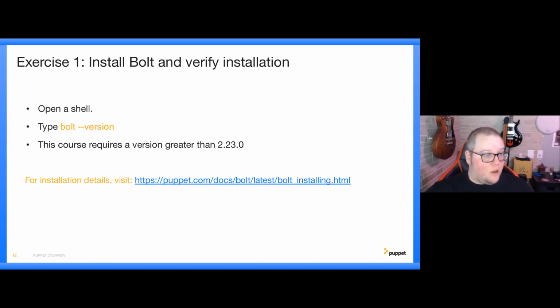Also, after you install, if you're doing this from PowerShell, if you have Chocolatey, it's just choco install puppet-bolt. In either case, if it's the MSI or the Chocolatey package, I do recommend closing and reopening the PowerShell window just to make sure it refreshes everything correctly. Again, if you need any help, have any questions, feel free to throw them in the chat.